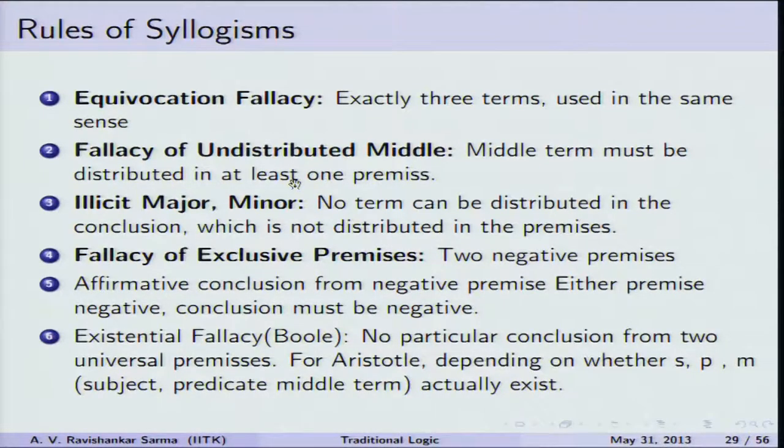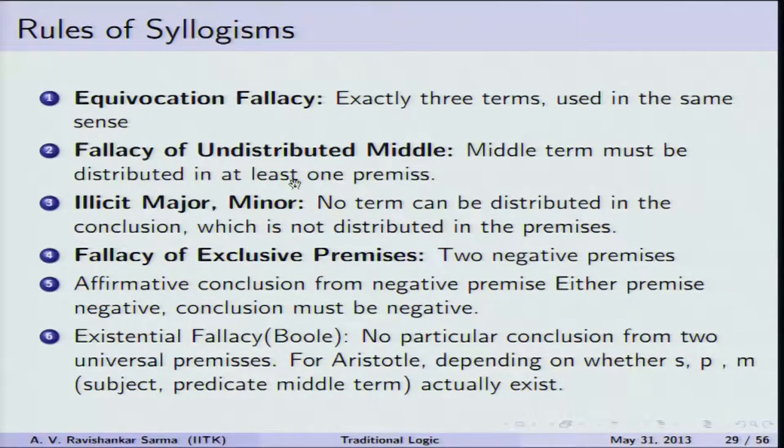So the fourth fallacy is the fallacy of exclusive premises. That means if you have two negative premises, nothing can be inferred. In the same way, if you have two particular premises, nothing can be inferred. And the fifth one: an affirmative conclusion from negative premises is not allowed. If either premise is negative, then the conclusion also has to be negative. And if the conclusion is negative, then one of the premises also has to be negative.